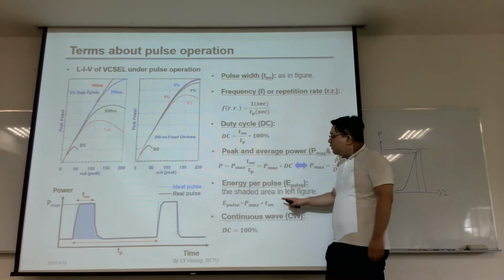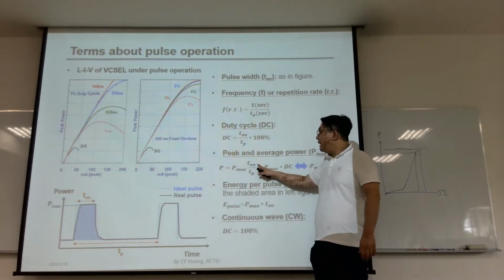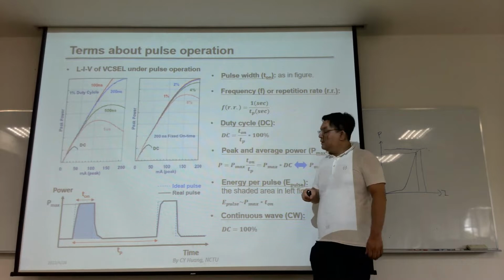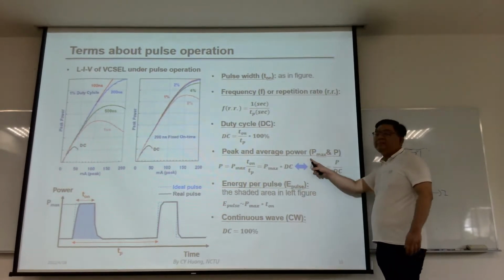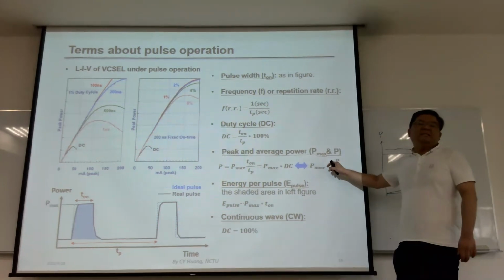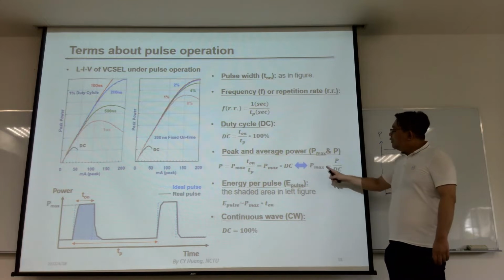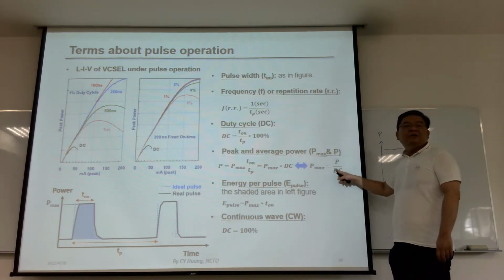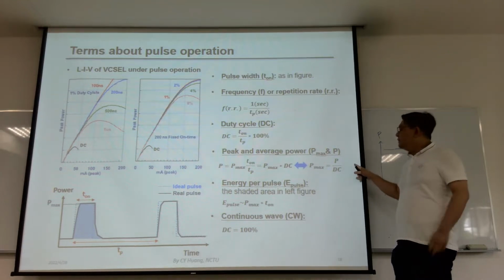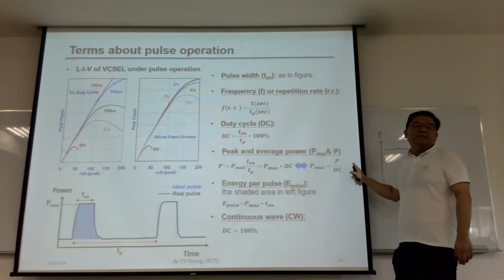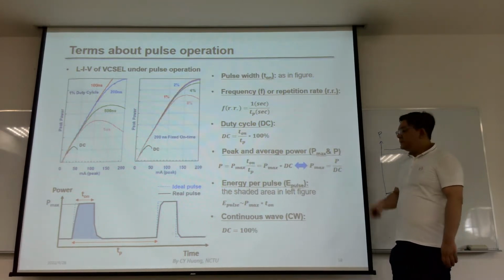So the relation will be P average divided by P max equals T on divided by TP. So you can evaluate your P max. Usually P max is not measured; it can only be evaluated. It will be the average power measured by a detector, divided by the duty cycle in your spec of lasers.